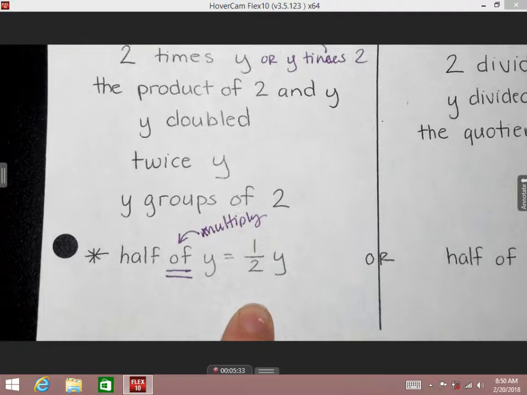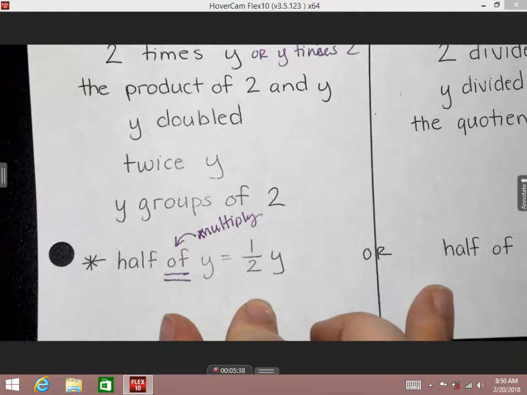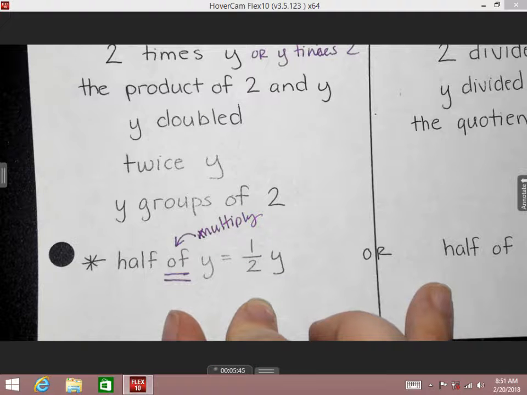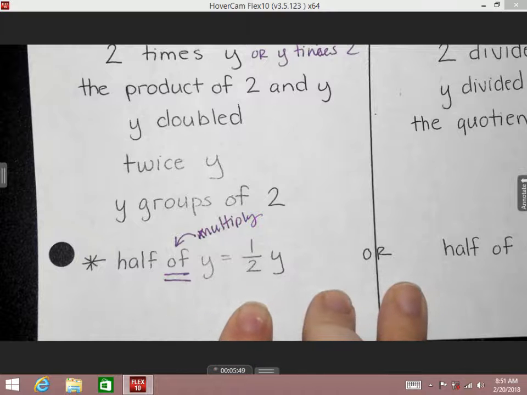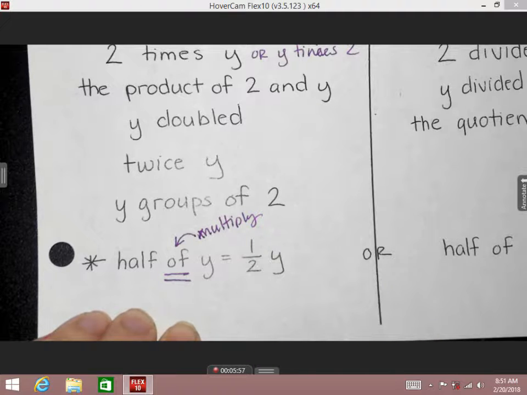Okay. Another way to find half of something. All right, what's another way to find half of something? Let's say I wanted to know half of 8. What's half of 8? 4. What's half of 50? 25. What's half of 10? 5. What are you doing every time when you're trying to find half of something? You're dividing it by 2. 8 divided by 2 is 4, because that's half. 50 divided by 2 is 25, because that's half.